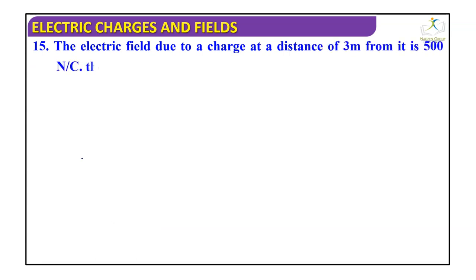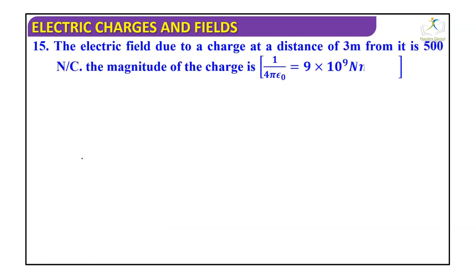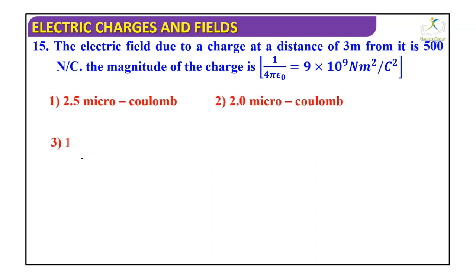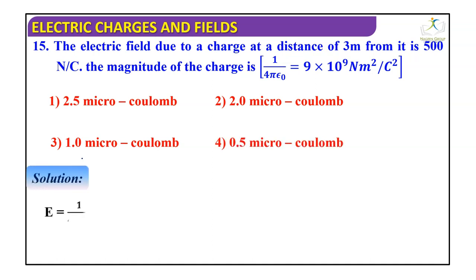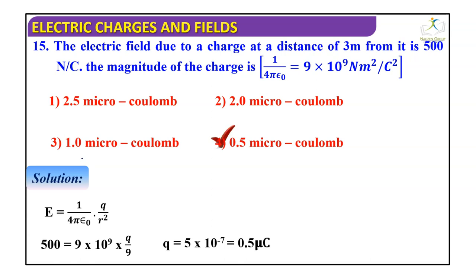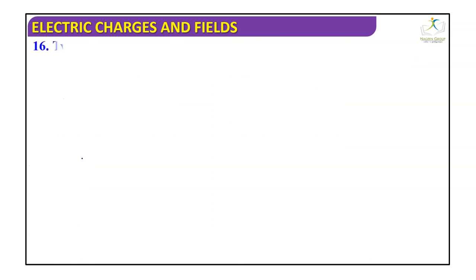The electric field due to a charge at a distance of 3 meters from it is 500 Newton per coulomb. The magnitude of the charge is? So we have a solution. Let us see. E is equal to 1 by 4 pi epsilon naught, q by r square. Putting all these values, we get the result, which is 0.5 microcoulomb.